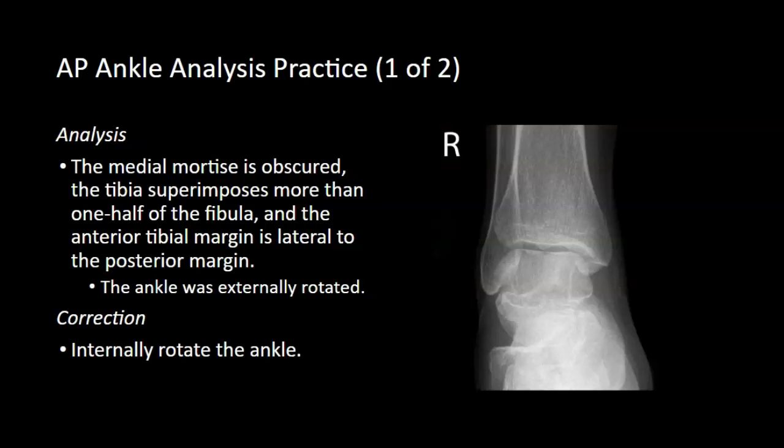Looking at this projection, we've determined that the medial mortise is obscured and that looking at the tib-fib relationship, the tibia superimposes more than one half of that fibula, and the anterior tibial margin is lateral to the posterior margin. This indicates that the ankle was externally rotated. In order to correct this imaging, you have to internally rotate that ankle to get a true AP projection.